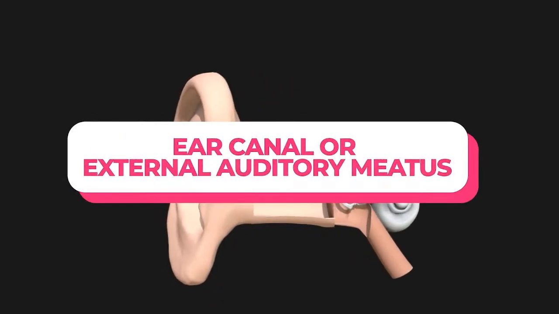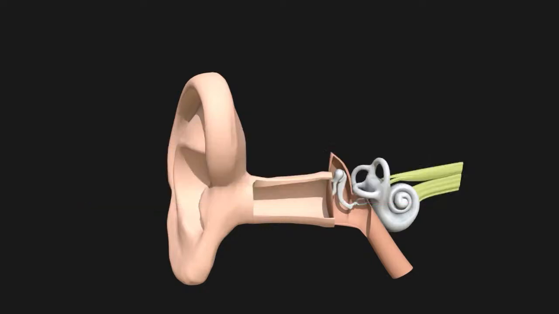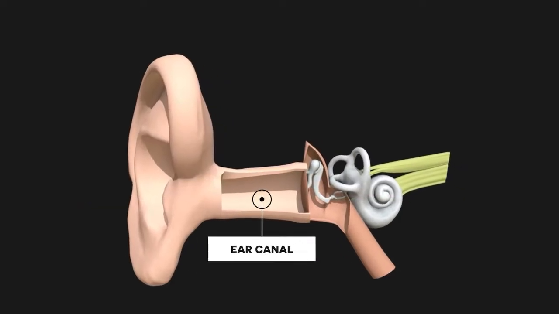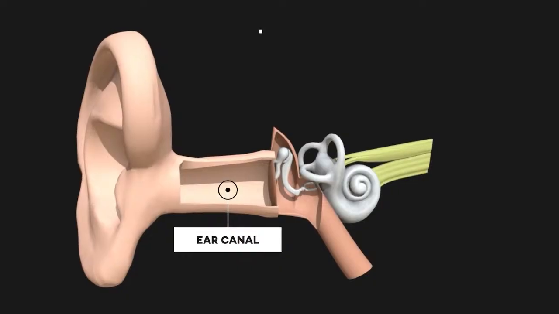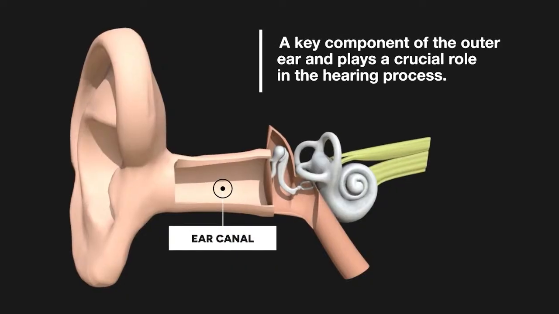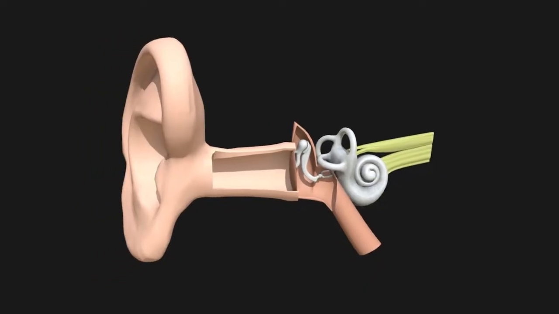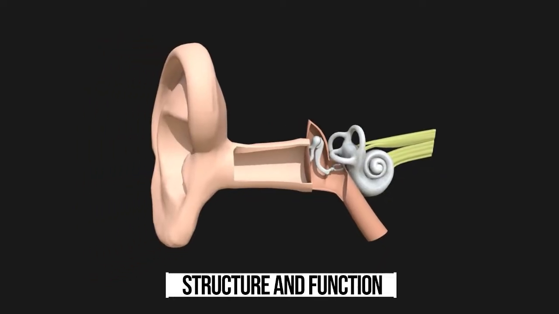Ear canal, or external auditory meatus. The ear canal, also known as the external auditory meatus, is a key component of the outer ear and plays a crucial role in the hearing process. Here's a detailed explanation of its structure and function.